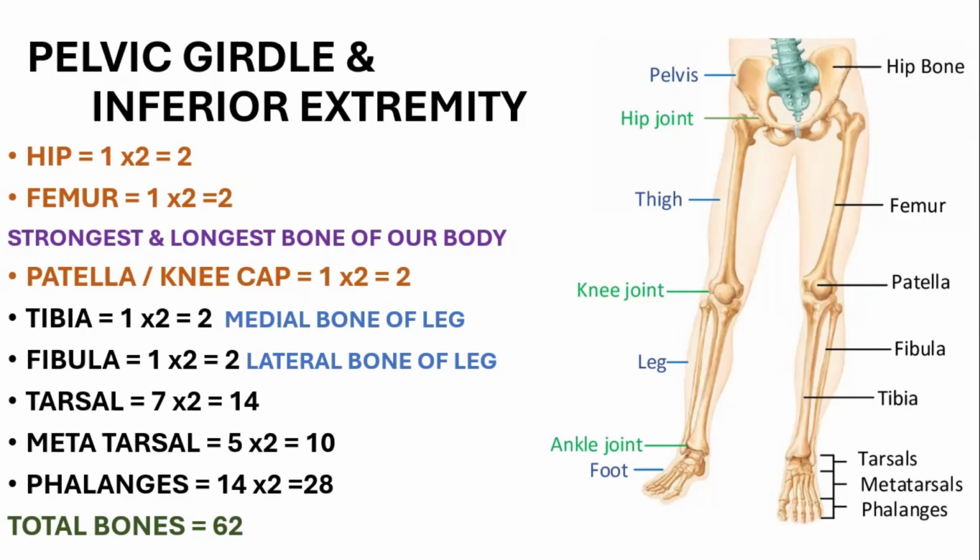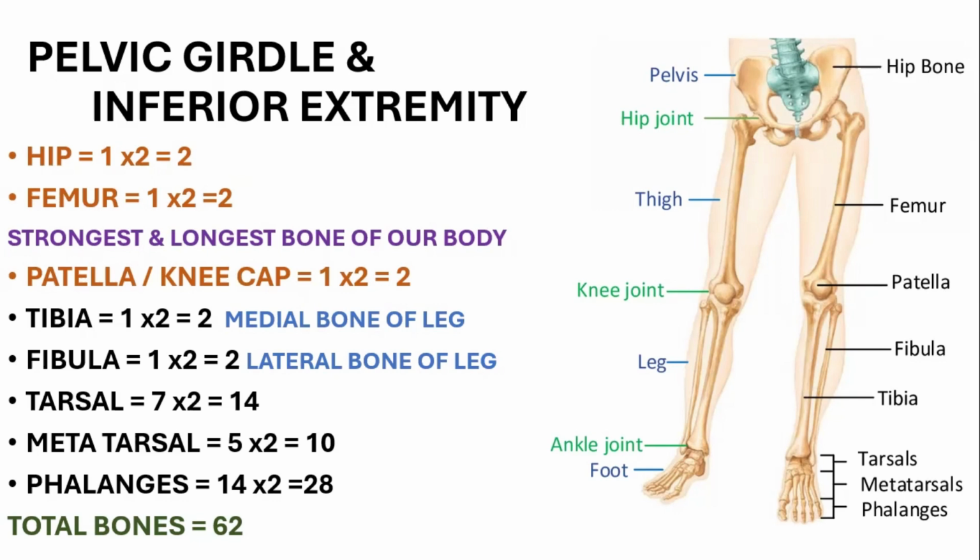The leg region, same as the hand, there we also had two bones. There we had the radius and ulna in the antebrachium region. Here in the leg, we also have two bones, tibia and fibula.